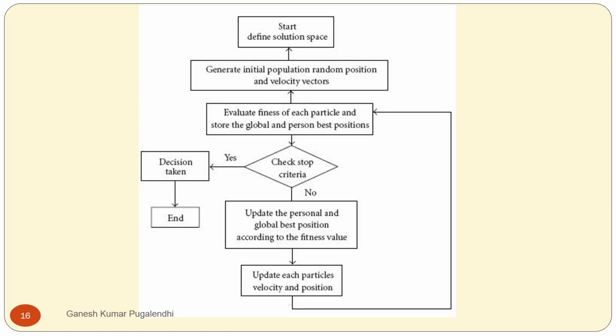To start with, we need to define the solution space, we need to know our solution boundary as well as the problem statement. Based on the solution boundary and problem statement, we generate the initial population. Initial population means a vector consisting of positions and velocity, two vectors, and each particle position is evaluated with the help of the objective function or the problem statement, and its global best, G best, is updated, and you have to check the stopping criteria. If yes, then you end the process by taking the decision, otherwise you should update personal best as well as G best accordingly.